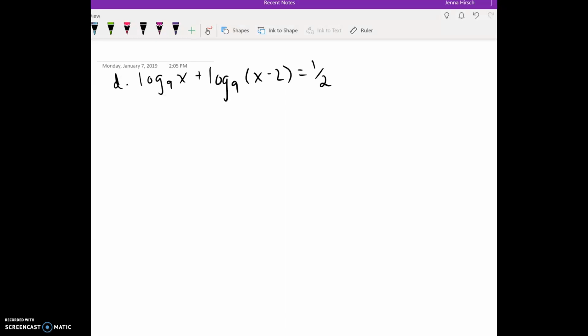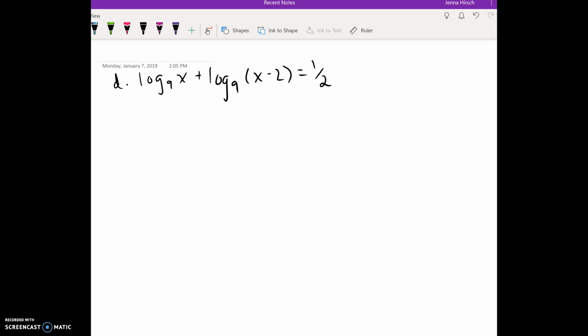Okay, for example 2D, let's solve the equation log base 9 of x plus log base 9 of x minus 2 is equal to 1/2. So in regards to the one-to-one property, we wouldn't use that because we have two logarithms on one side of the equation and none on the other side. We really need to use one-to-one when we have a log on one side and a log on the other side as well.